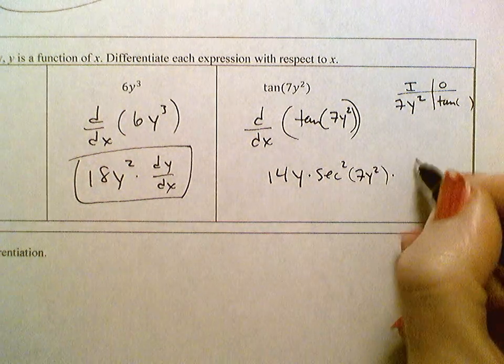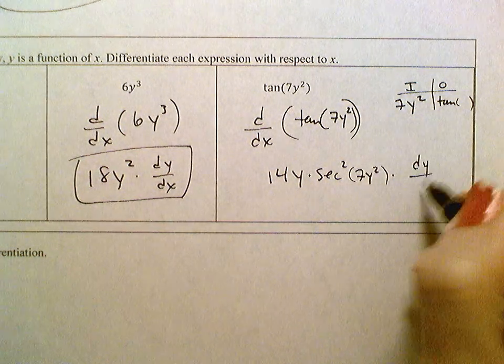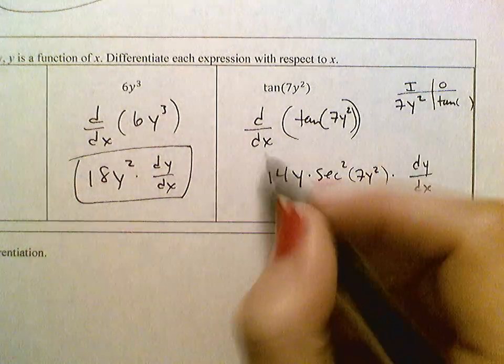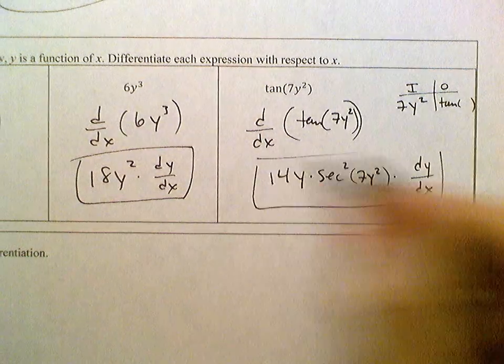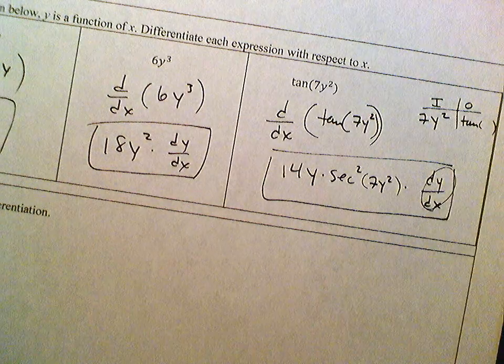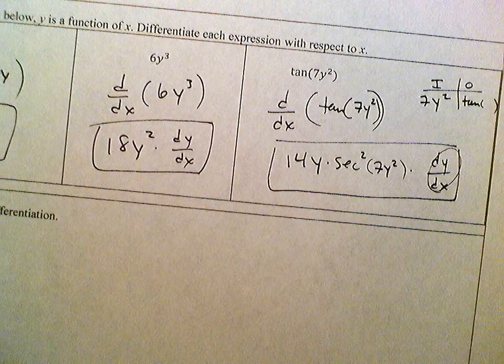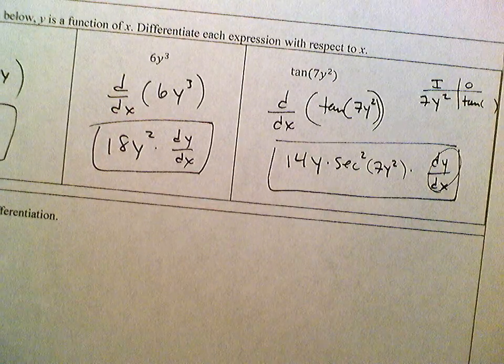and then I plug this back in, 7y squared. But then we're doing implicit differentiation, which is basically just chain rule on everything, so you're always going to have d whatever dx at the end.